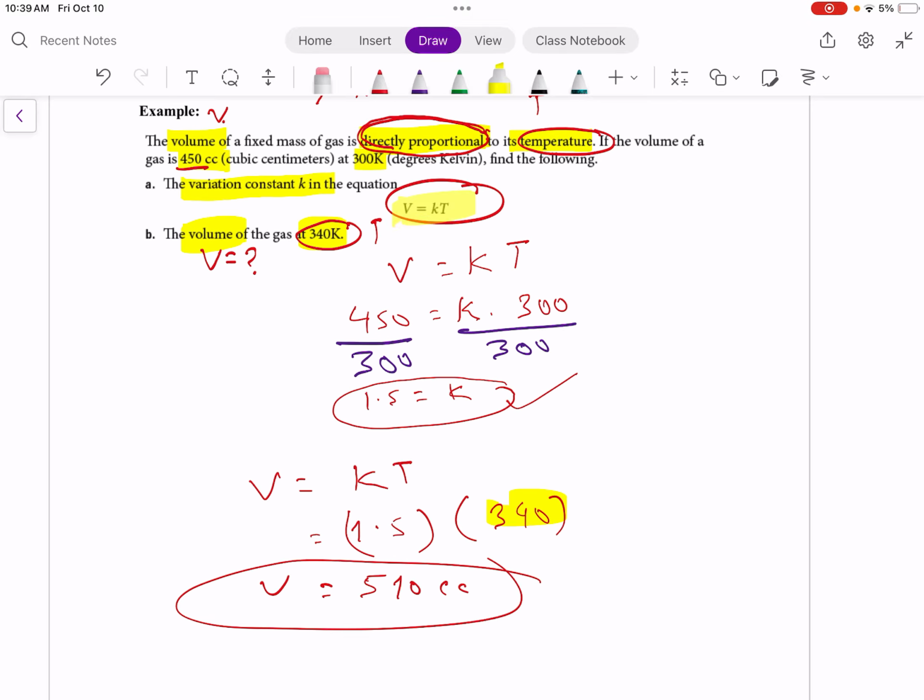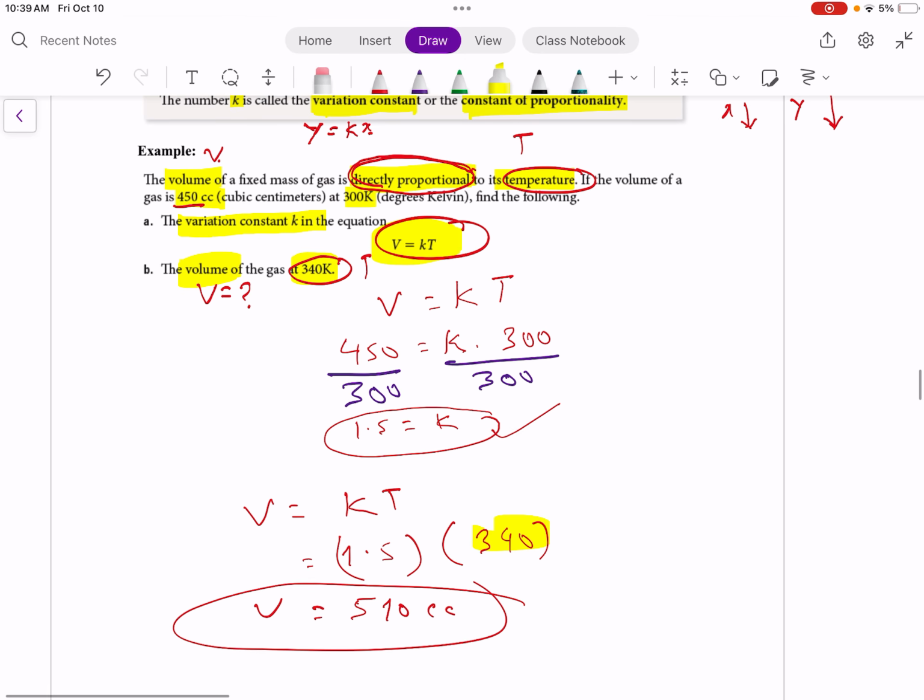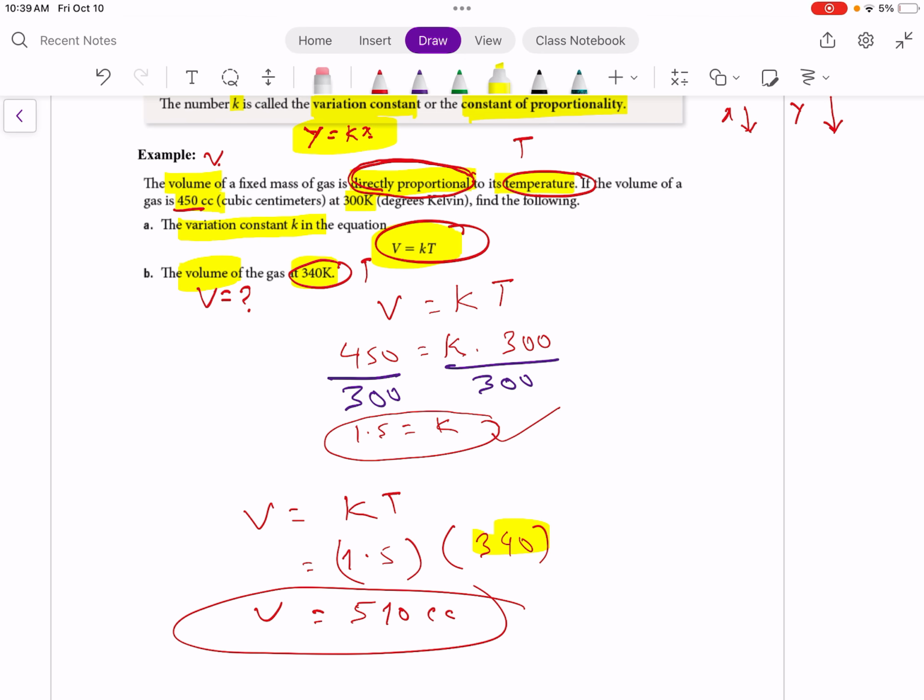This is also a linear model, and this linear model involves direct variation. If you see directly proportional, your function always looks like y equals kx or f of x equals kx. It's the same thing. Any question? So look for the keyword: directly proportional. If it's directly proportional, your general formula is always y equals kx or f of x equals kx.